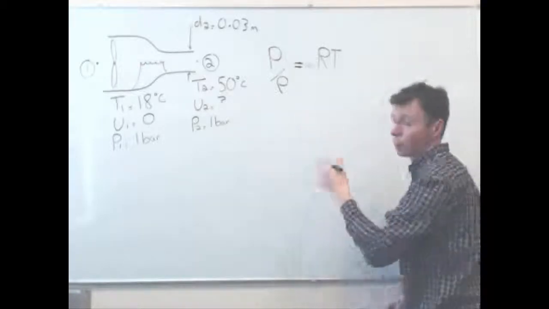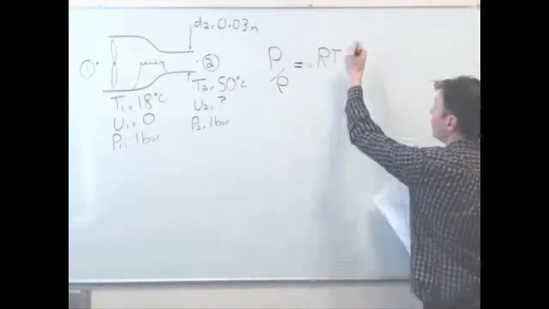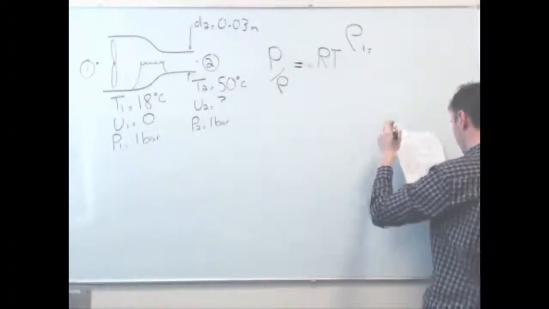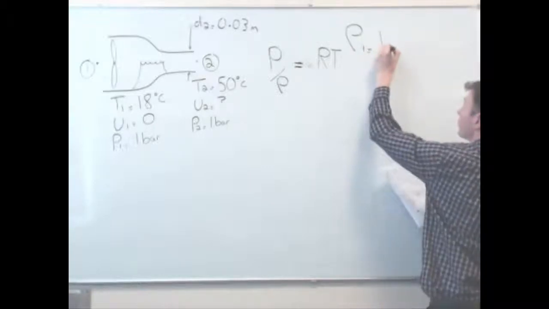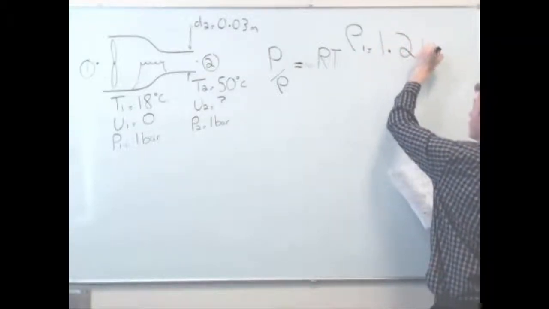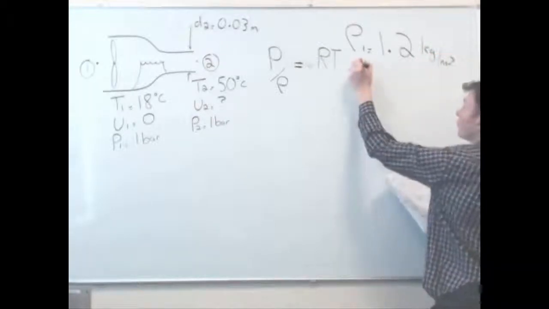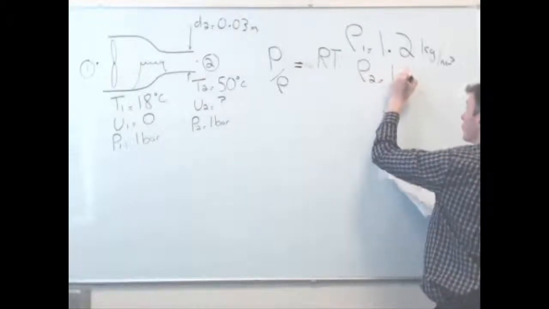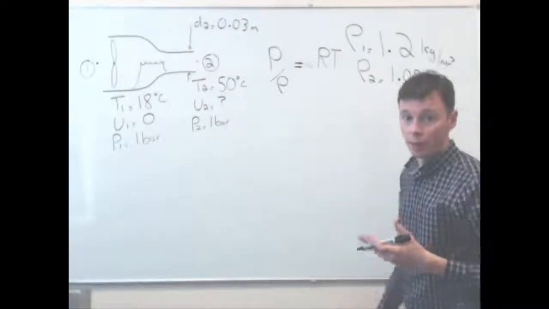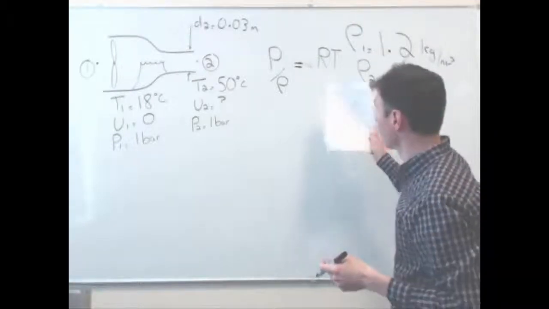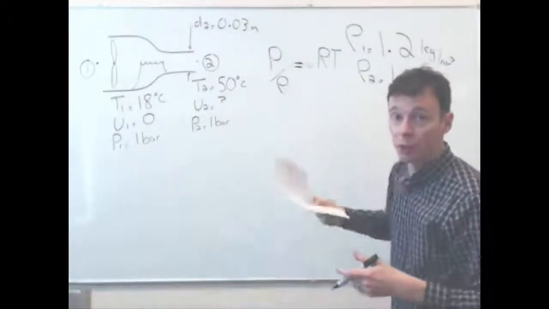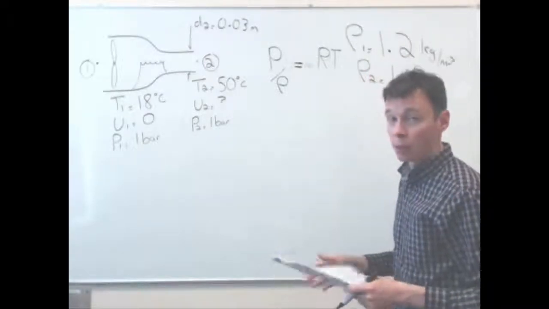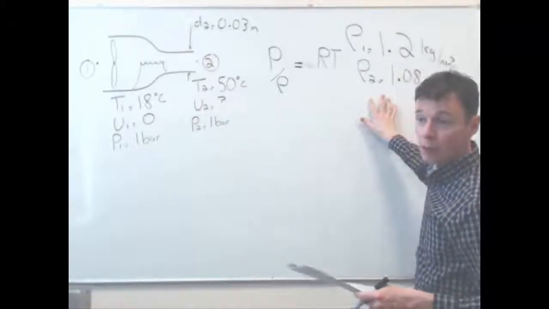So working through, I won't plug in all the numbers now. So inlet, if you put in the numbers, so 1 times 10 to the 5, R 287, and then the temperature in Kelvin, we get the inlet density 1.2 kilograms per meter cubed, and the outlet is 1.08.